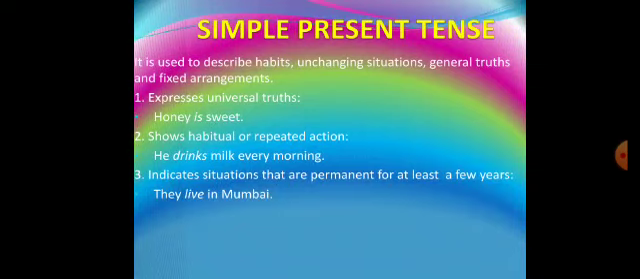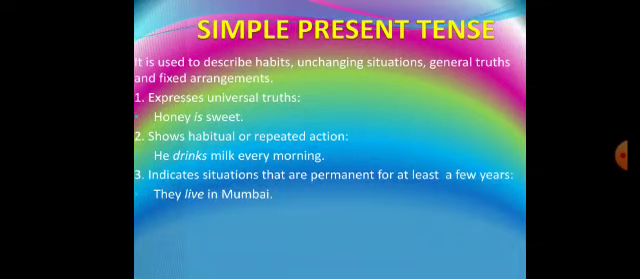Simple present tense shows habitual or repeated action. That means all the things which are habitual or that are going to be repeated every day. For example, he drinks milk every morning. That means every morning that person, he or she, drinks the milk. So this is a habit or a repeated action. So this is simple present tense.